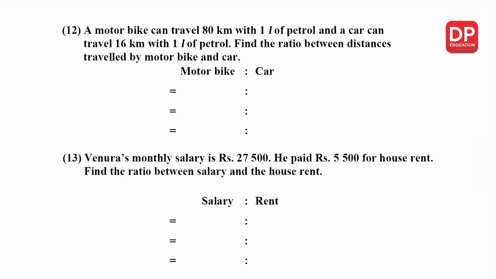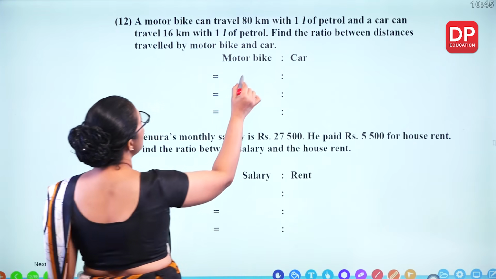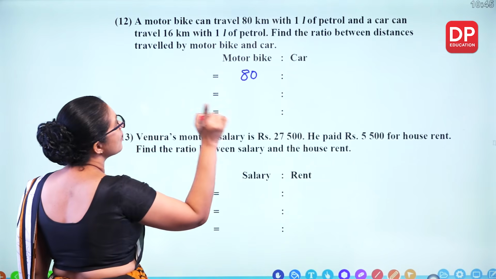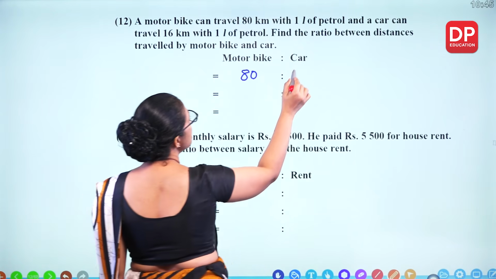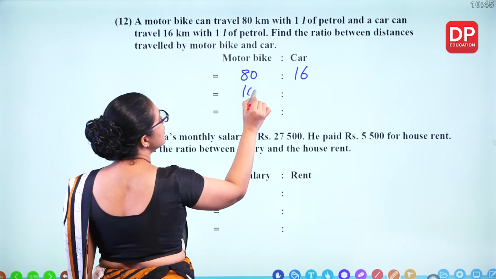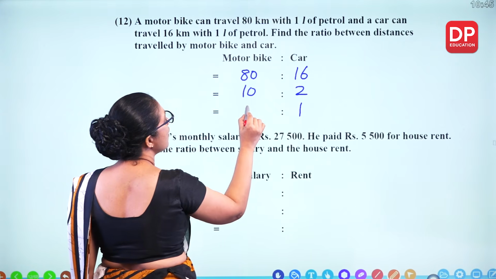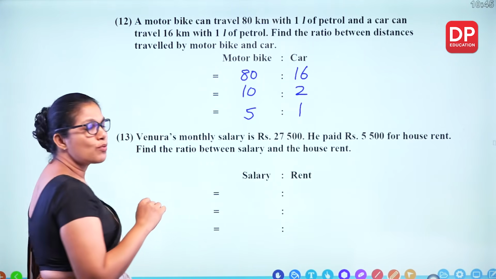A motorbike can travel 80 kilometers with 1 liter of petrol, and a car can travel 16 kilometers with 1 liter of petrol. Find the ratio between distances traveled by motorbike and car. Motorbike, 80 kilometers. And the car can travel 16 kilometers. Divide by 8 first. You get 10, 8 times 2. Divide by 2 again. 1 and 5. 5 to 1 ratio.